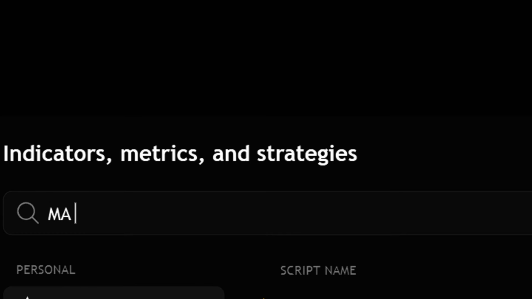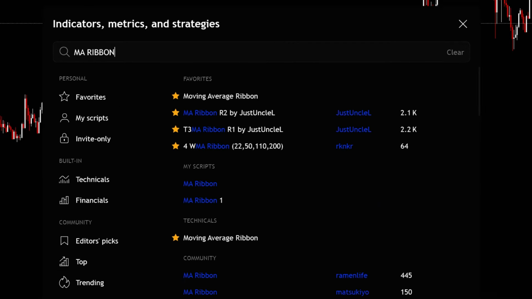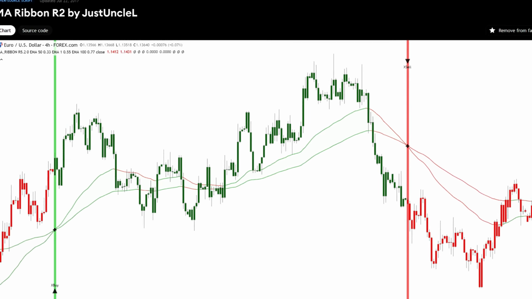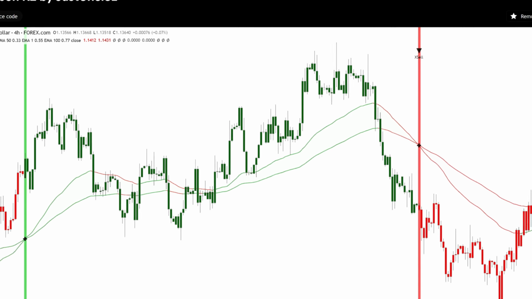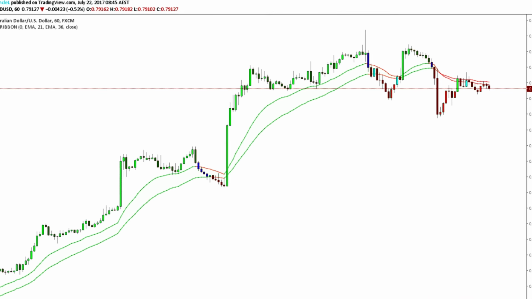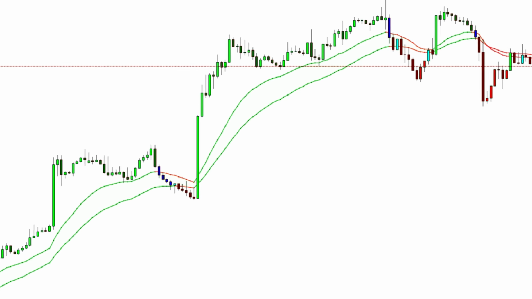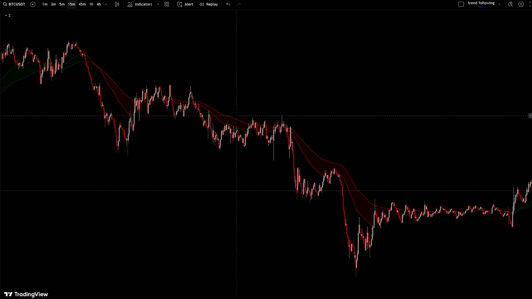This one is made by Uncle L. It's basically a clean, multi-moving average ribbon that helps you visualize trend direction and momentum strength at a glance. To actually make this MA Ribbon R2 indicator useful, we need to tweak just one simple setting. By default, it's set to your current time frame, but that makes it way too sensitive. It reacts to every little wiggle in price.